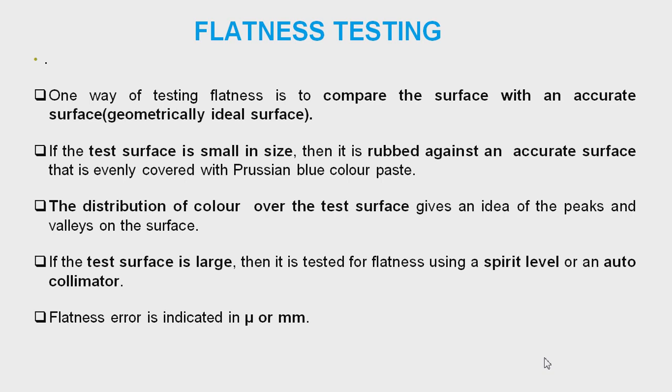Means if distribution is uniform, then you will not be getting any peaks and valleys. But if distribution is non-uniform, then we can easily understand that there are peaks and valleys on the surface. And by the quantum of non-uniformity, we can easily check the flatness. Now if the test surface is large, then this method cannot be used. Then a spirit level and autocollimator are to be used. Flatness error is indicated in microns or millimeters.